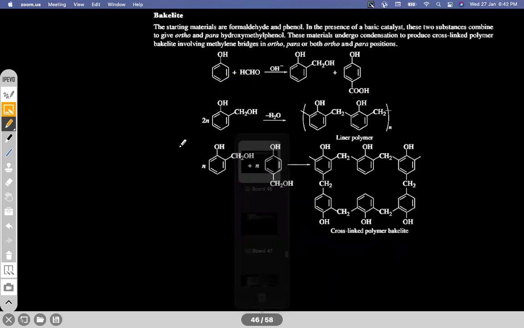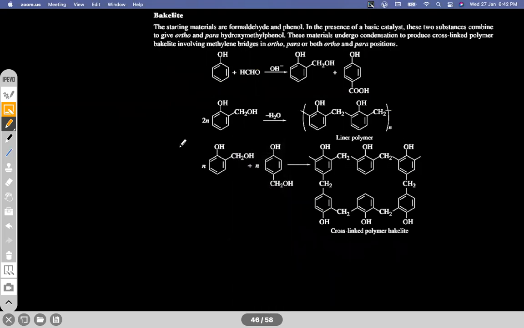Bakelite. Few more things we'll discuss after this. We have questions, but there are a few more things left. We'll discuss that. In bakelite, it is actually a resin. One kind of resin it is. And one thing is missing here. It is also bonded with CH2. CH2 here. Okay, so it is cross-linked.